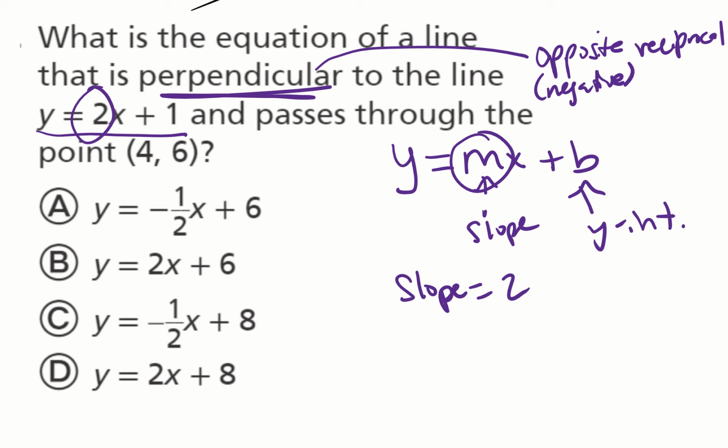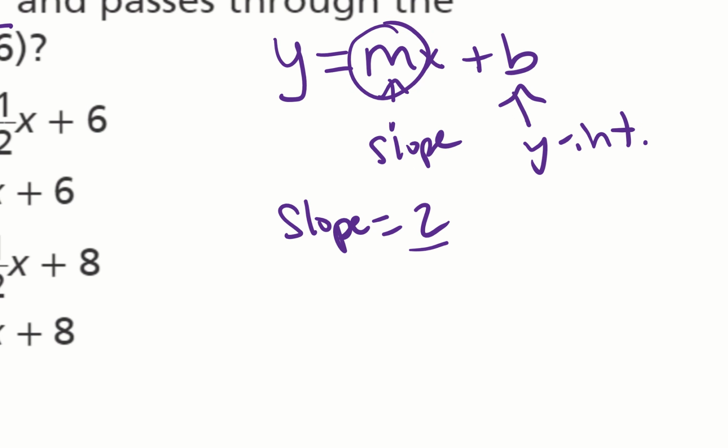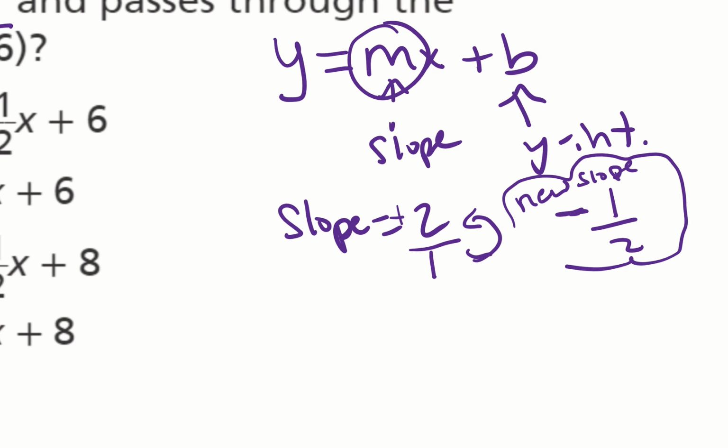And so if I want it to be perpendicular, I need the slope to be opposite reciprocal, right? So I'm going to put this over 1. I'm going to flip it. And I'm going to change the sign. This one's positive, so it's going to become negative. So this is my new slope m. We'll call it m because m is the symbol for slope. So now we're going to use our equation y equals mx plus b.